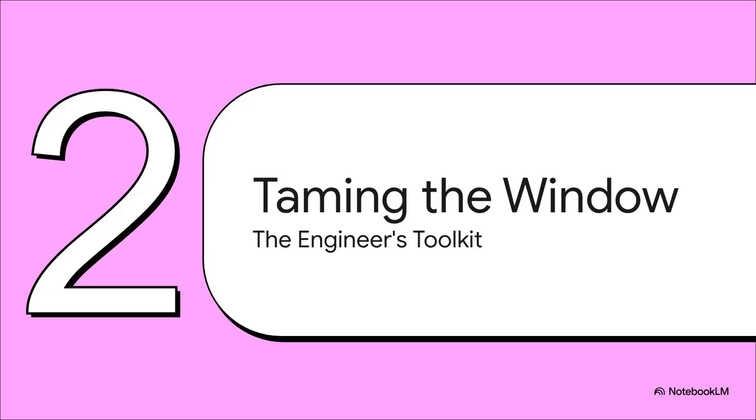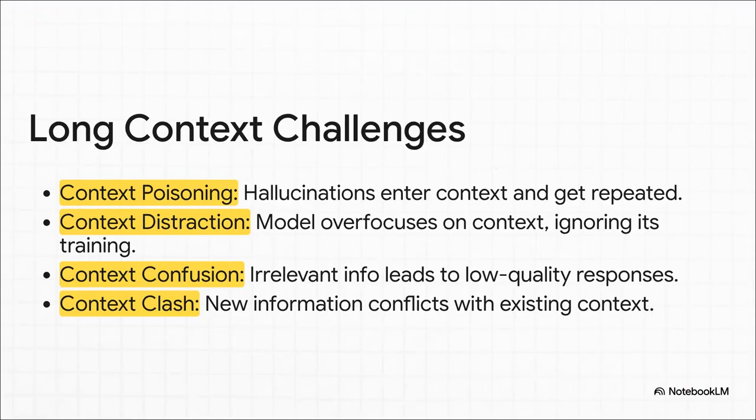But here's the trick. That working memory, that RAM, it's not infinite. And if you just jam it full of junk, the whole system will absolutely grind to a halt. So the real question for an engineer is, how do you tame that context window? Because when that window gets messy, things break in very predictable ways.